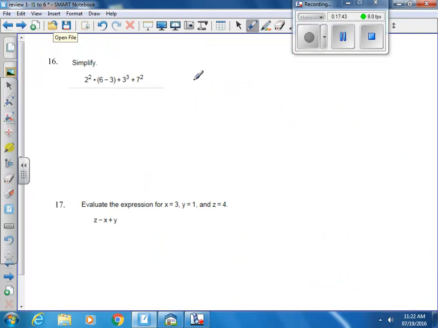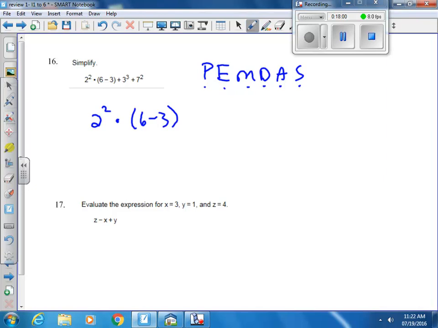Good old, please excuse my dear Aunt Sally. Again, I'm going to write that mnemonic device, which is just a cute way to help us remember the order of operations: parentheses, exponents, multiply, divide, add, subtract. All right, so we have 2 squared times (6 minus 3), plus 3 cubed plus 7 squared. I'm just rewriting the problem. I want to take care of my parentheses and my exponents before any of the rest of these operations.